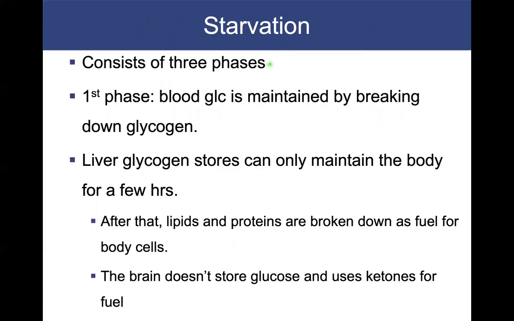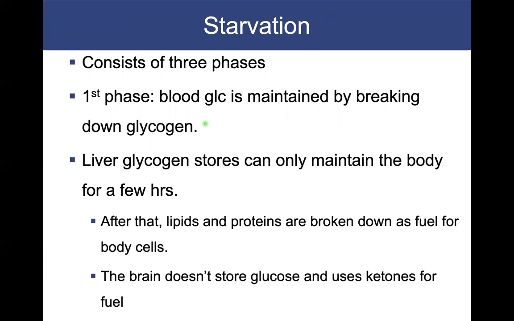All right, so this consists of 3 phases. So the first phase, the blood glucose is maintained by breaking down glycogen. The glycogen is stored in the liver, your body will break it down, and you have enough glycogen to maintain blood sugar probably for about 8 hours, 8 to 12 hours.